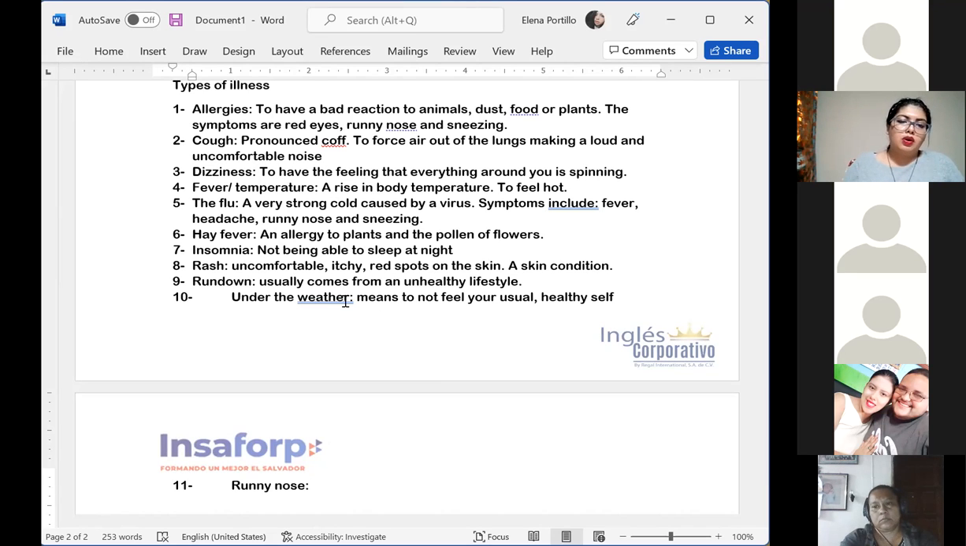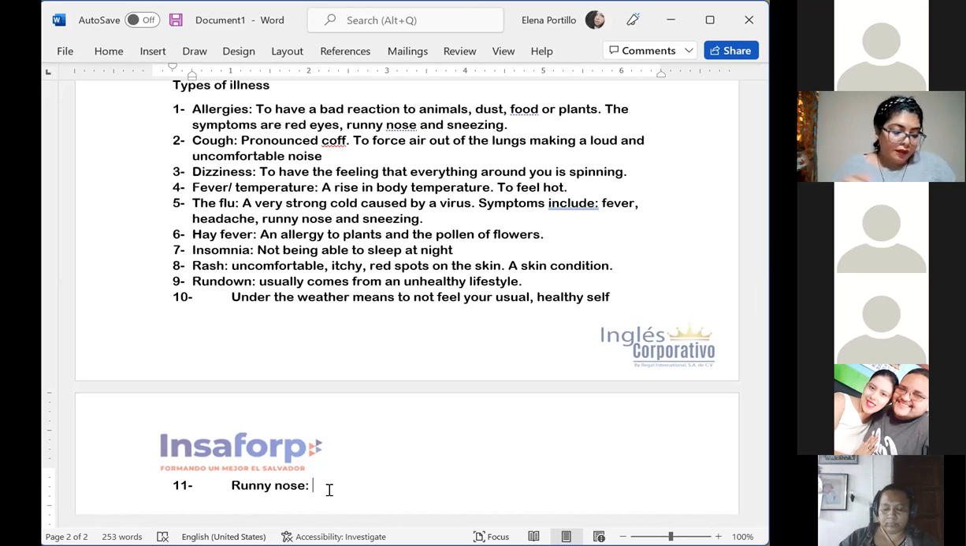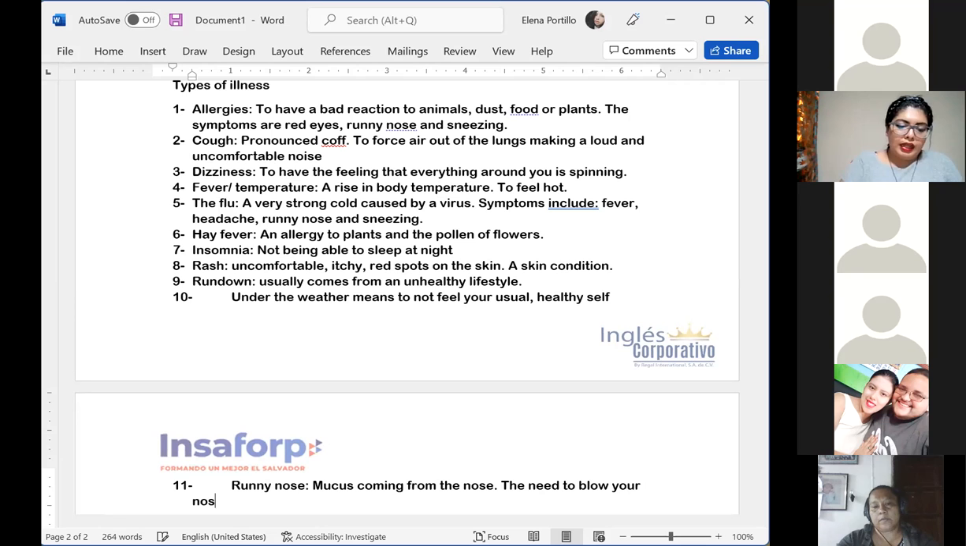We have a runny nose. We are making the vocabulary of the most common words that we use in this topic of health. So we are doing this kind of vocabulary because it can be very helpful. Coming from the nose. They need to blow your nose a lot.